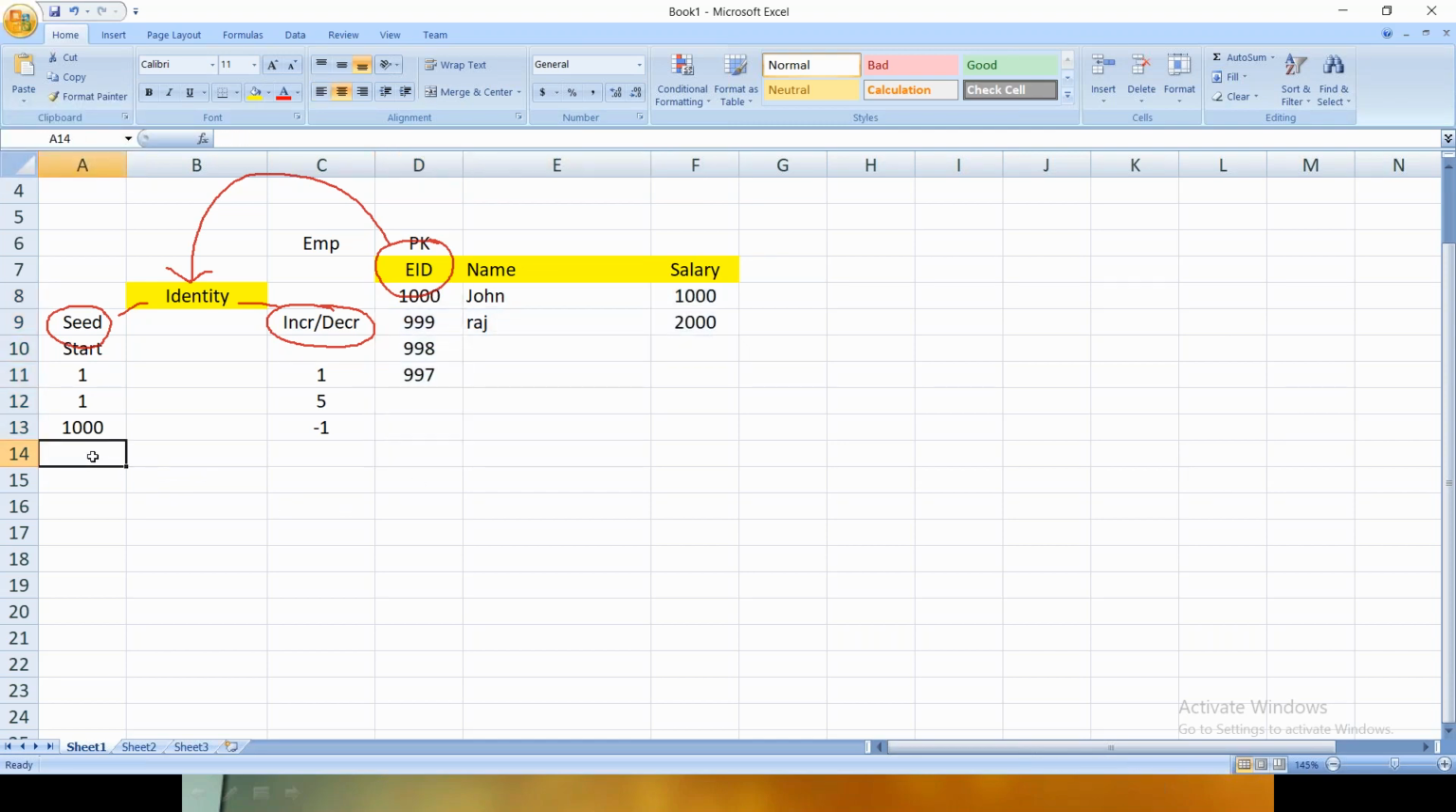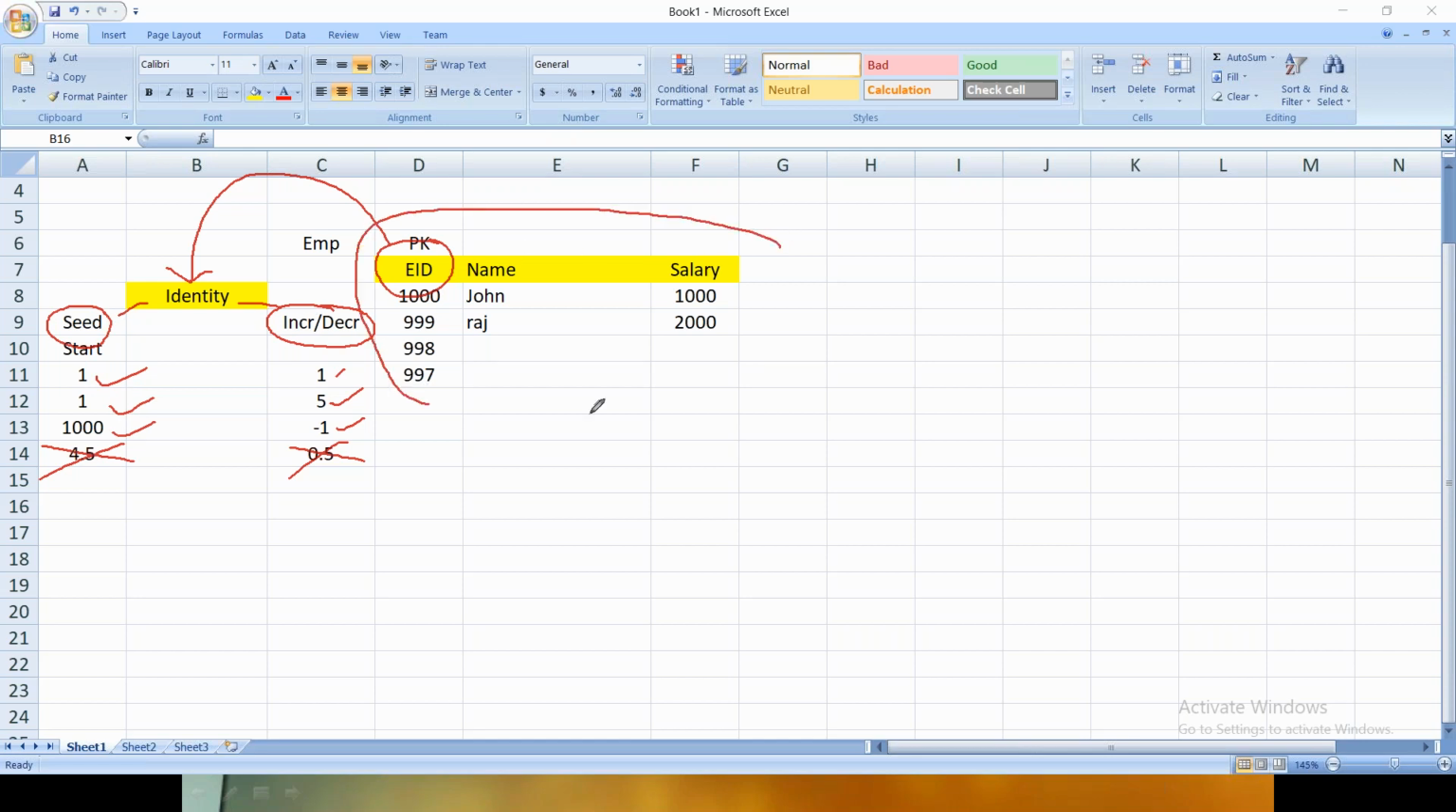You cannot have, say, 4.5 and 0.5. You cannot have decimal values. This is what is not allowed. Clear? So this is a wrong entry. Decimals are not allowed. Positive numbers, negative numbers, any integers are allowed, but decimals are not allowed, either as part of the seed or the increment or decrement.